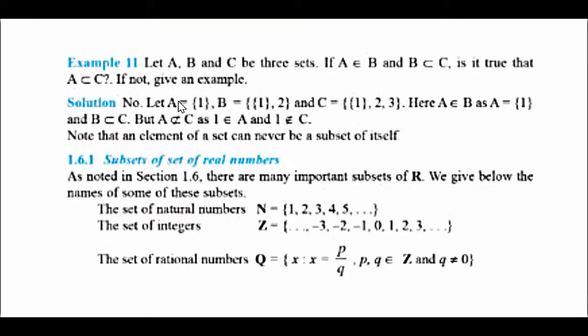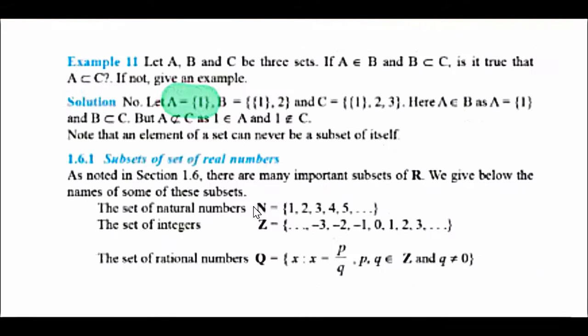Let us take an example. A is this set. Now B has two elements. One is actually the set A, which you see here. C has three elements, which are set A, and 2, 3. So here you can see A belongs to B, where A is {1}, and B is a subset of C, but A is not a subset of C, as 1 does belong to A but 1 does not belong to C. And you can see that an element of a set can never be a subset of itself.